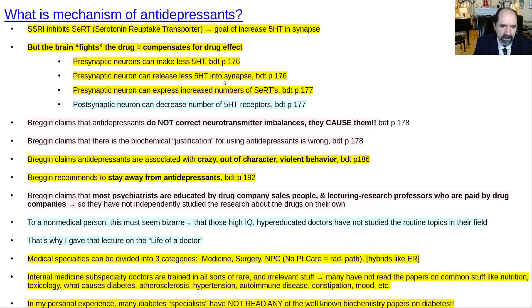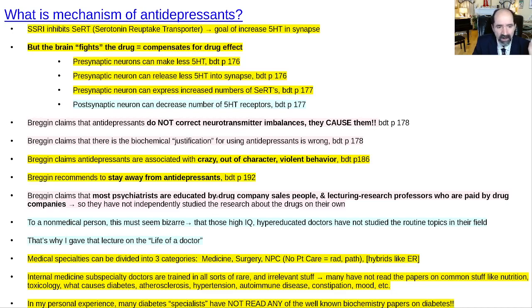Let's see. We talked about Bregan, and what I was making the point was, to a non-medical person, it must seem bizarre. How could doctors not know this? And the reason is, like I said, they learn all this sort of irrelevant stuff in college and med school, and then by the time they get done with residency and get into practice, they're exhausted, taking care of their families, commuting, working really long hours, that they don't have much time to read.